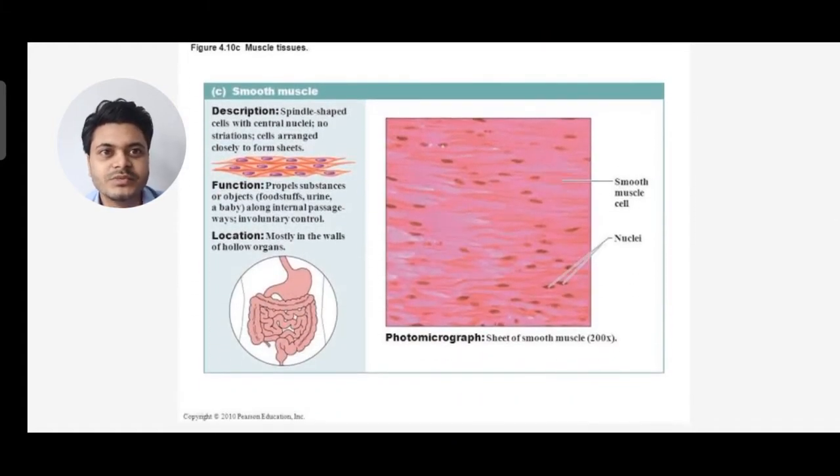Next is the smooth muscle. You can see the description. The spindle shaped cells with central nuclei and no striations. Cells arranged closely to form sheets. Function is it propels substances or objects, foodstuffs, urine along the internal passageways, involuntary control. And location is mostly in the walls of hollow organs. They are also involuntary muscles. So you can see on the right hand side smooth muscle cells and the nuclei. The examples are given.